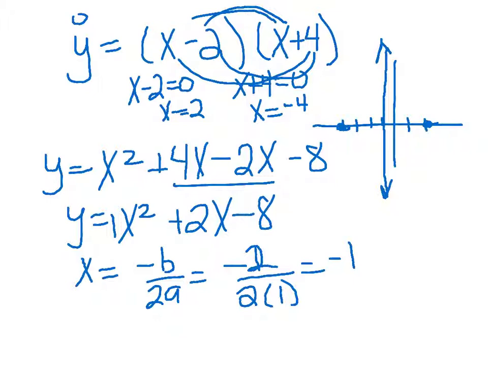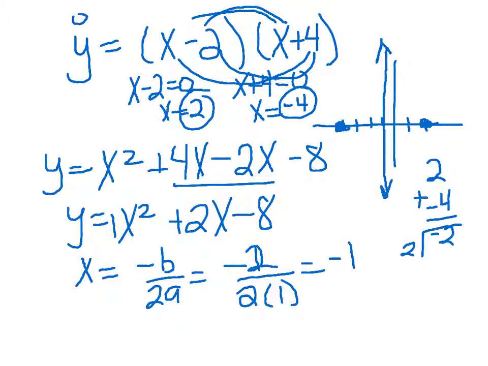Now, there's a slightly faster way to get this if you wanted to use it. Remember, these two points have to be mirror images of each other. So I could take those two points, positive 2 and negative 4, and average them to get the line of symmetry. So I could say 2 plus negative 4 is negative 2, and then since we had 2 points, divide by 2. So that would equal negative 1. Whichever one you like best.